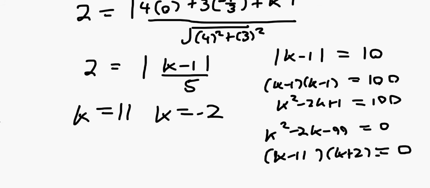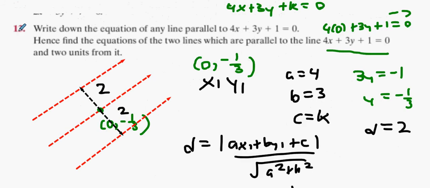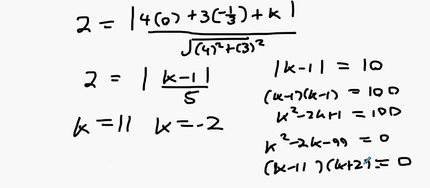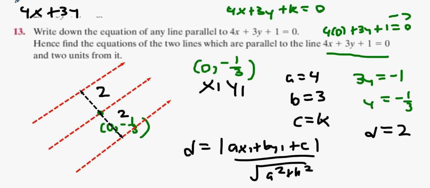But you find that's not the answer. It actually wants two equations. So what are the two equations going to be? 4x plus 3y. What are the k values we got? Oh, that's meant to be 9, isn't it? Sorry. 11 and minus 9, my fault. 11 and minus 9 are your two values, so plus 11 is the first answer, and the second answer is minus 9.